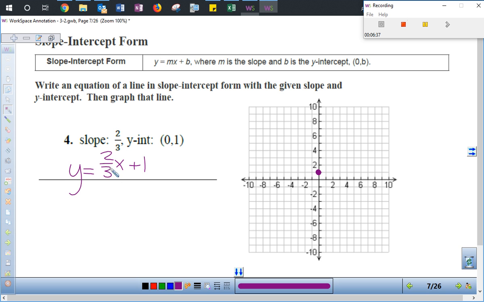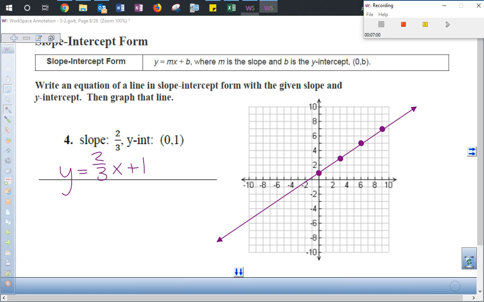So now I have rise over run. I'm going to rise +2, run +3. So I'm going to go up 2 to the right 3, up 2 to the right 3, up 2 to the right 3. Once you have your 4 points, you can connect it with a straight edge all the way through, end it with arrows.